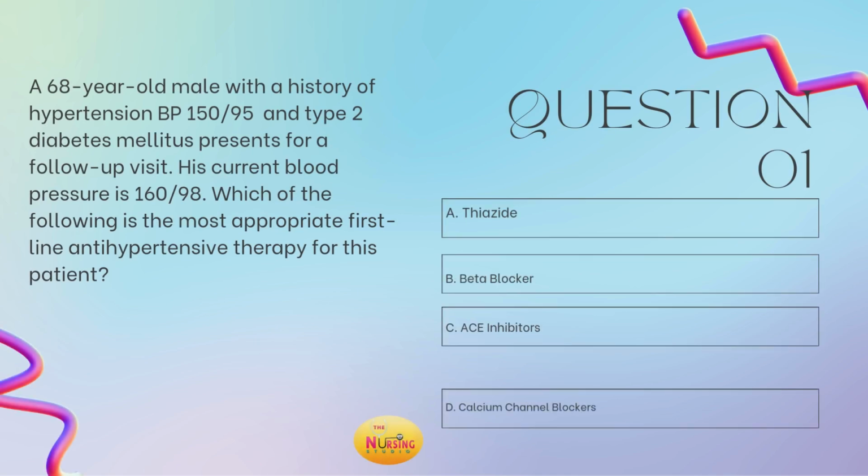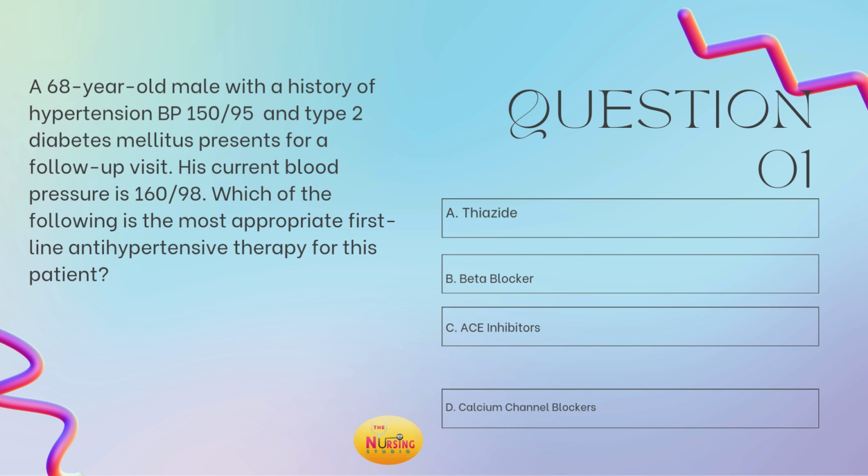Question number one states a 68-year-old male with a history of hypertension, blood pressure 150 over 95, and type 2 diabetes presents for a follow-up visit. His current blood pressure is 160 over 98. Which of the following is the most appropriate first-line antihypertensive therapy for this patient? Is it A, a thiazide, B, a beta blocker, C, an ACE inhibitor, or D, a calcium channel blocker? Take a moment and tell me what you got.